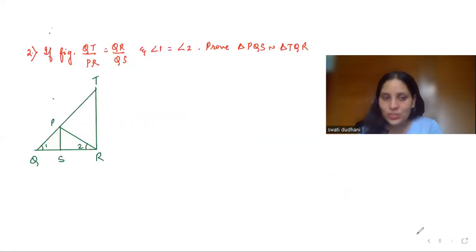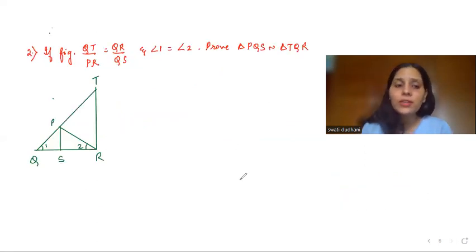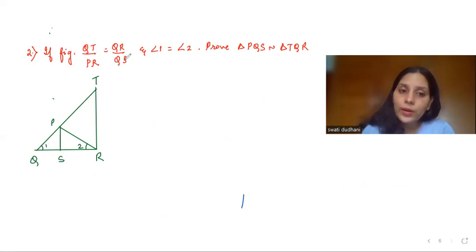Coming to the next question, a very, very important question. It has come many times in your board exam, but it's very easy at the same time. Here in the figure, QT by PR is equal to QR by QS and angle 1 is equal to angle 2. This is given to us. We need to prove PQS, the smaller triangle, is similar to TQR, the bigger one.